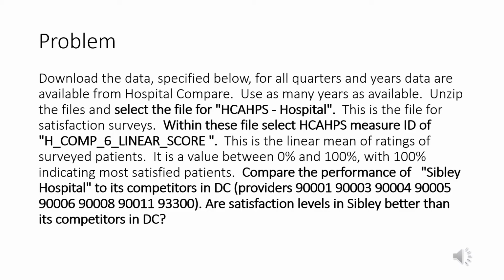The problem requires you to download data from Hospital Compare. You have to use as many years as available. When you unzip the files, you want to select the file called HCAHPS-Hospital. This is the file for satisfaction surveys. Within these files, you want to select the HCAHPS measure ID of HCOMP6 linear score. This is the linear mean of ratings of surveyed patients. It is a value between 0 and 100%, with 100% indicating most satisfied patients.